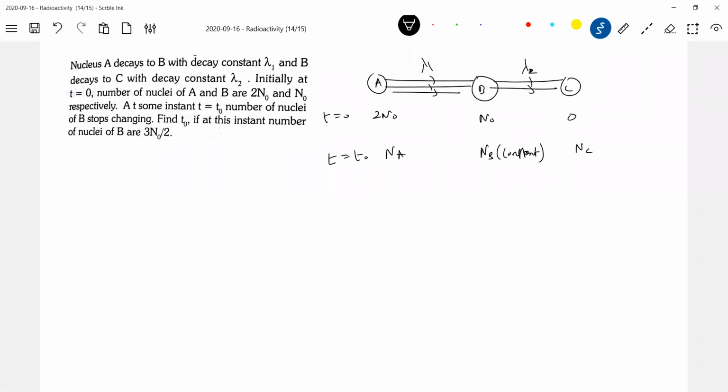So first we'll write the rate equation for B. dNB by dt should be equal to lambda 1 NA minus lambda 2 NB. Is that okay? I think by this time all of you have enough idea how to write a rate equation. The rate of formation of B is the rate of production of B minus the rate of decay of B. The rate of production of B is the rate of decay of A. If you find it very difficult, go for tanks, draw that.